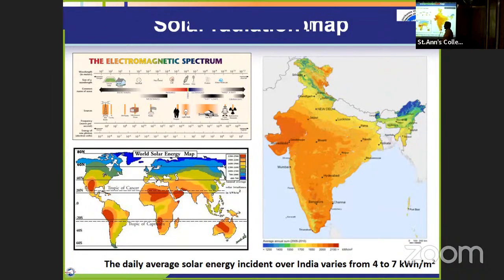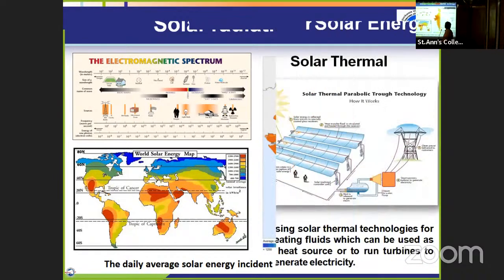And as we mentioned, we get sunlight almost 300 days in a year, and that is more than sufficient to generate a huge amount of energy that can fulfill our need. Next, please.